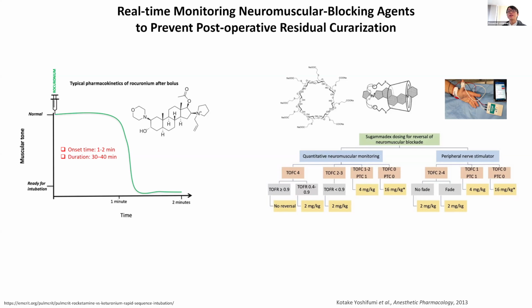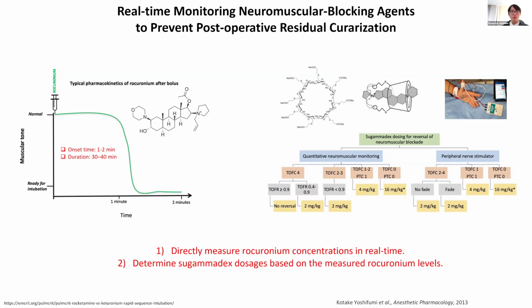Typically, the anesthesiologist will measure the muscular response of patients using this machine, and based on the value, they will decide how much antidote they should inject into patients. To solve this problem, we propose using the EAB sensor to first directly measure rocuronium concentration in real time. After that, based on the measured concentration, we can determine the dose of the antidote.